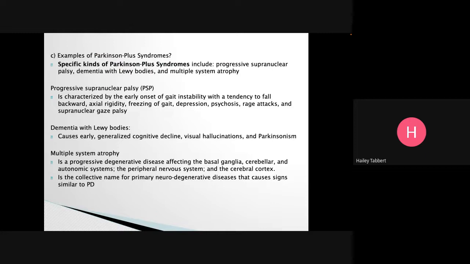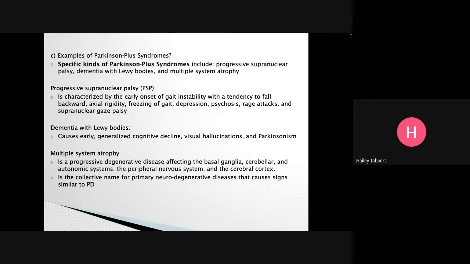Some examples of Parkinson's plus syndrome include progressive supranuclear palsy, dementia with Lewy bodies, and multiple system atrophy. Progressive supranuclear palsy, or PSP, is the early onset of gait instability with a tendency to fall backward, axial rigidity, freezing of gait, depression, psychosis, rage attacks, and supranuclear gaze palsy.